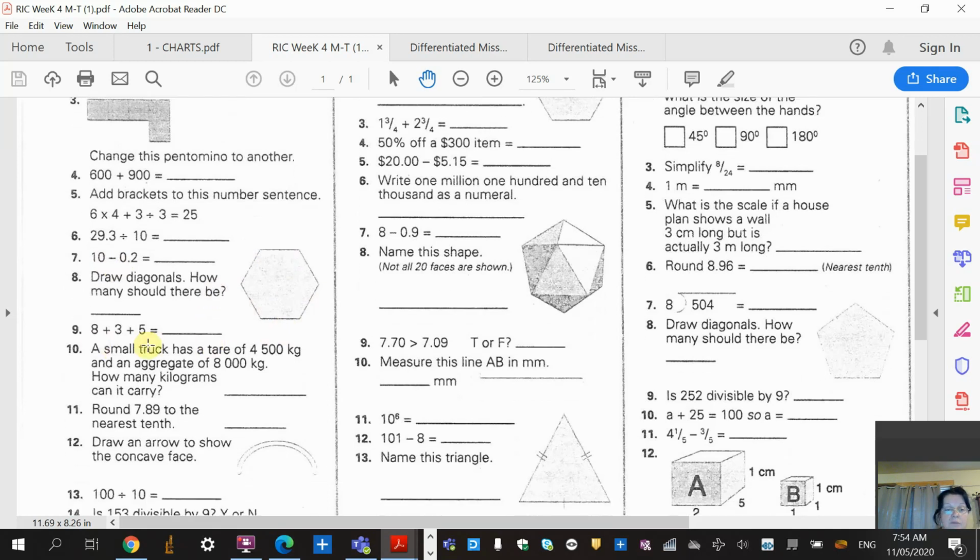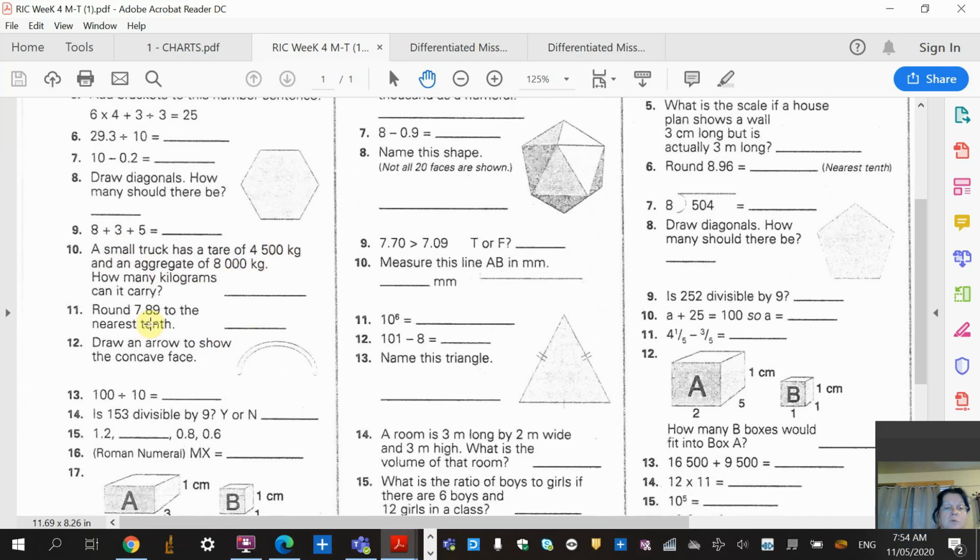Adding these 3 numbers. A small truck has a tare of 4,500 kilograms and an aggregate of 8,000. How many kilograms can it carry? So we're taking this one away from that. We're rounding 7.89 to the nearest tenth. So we've gone over 0.5 here, so we round this up to 8.